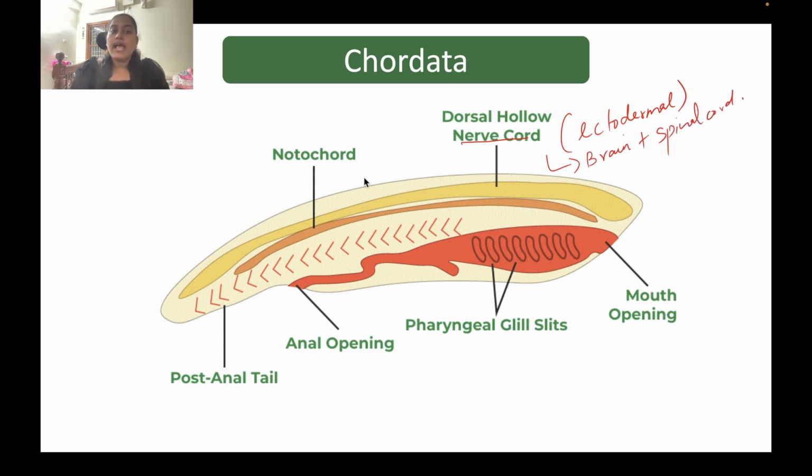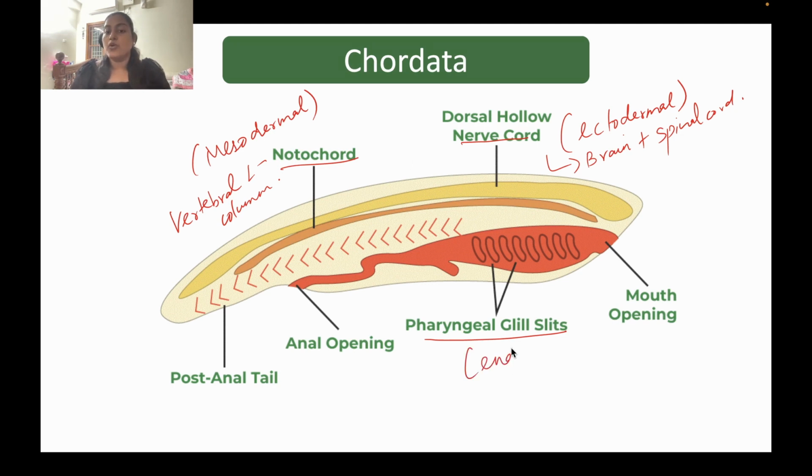Okay? And then the notochord. Look at the notochord. This forms from the mesodermal in origin. And what it will do, children? It helps in the formation of the vertebral column. Right? Yes. And then you can see the pharyngeal gill slits, which is absent in the non-chordates. Just like the notochord, it is absent there too. Right? Pharyngeal gill slits, they are endodermal in origin.